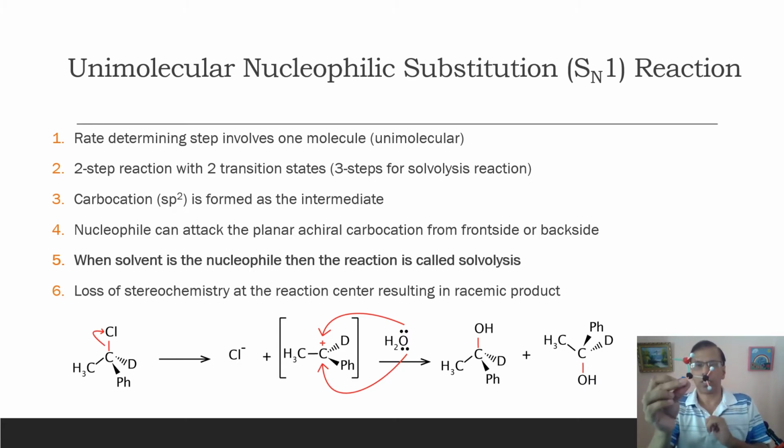This is just one of the chiral molecules. You can have it this way, and you will have two enantiomers. And if you want to learn about stereochemistry and enantiomers, please refer to my video on classification of isomers, where I explain what enantiomers are. Okay, so there'll be a loss of stereochemistry because of the formation of the carbocation, and the carbocation is planar.